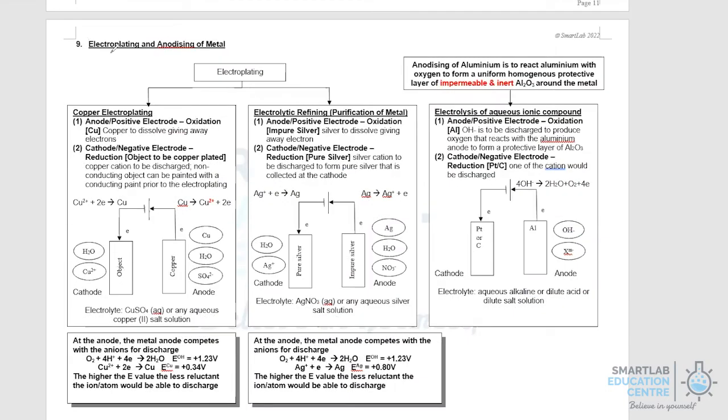So let's now take a look at electroplating and anodizing of metal, both of which are electrolysis. First, we take a look at copper electroplating. In the case of copper electroplating, the electrolyte that we use is aqueous copper 2 sulfate. So in this case, at the cathode, we will have Cu2 plus and water. And the two half equations that we pick from the data booklet will be as such.